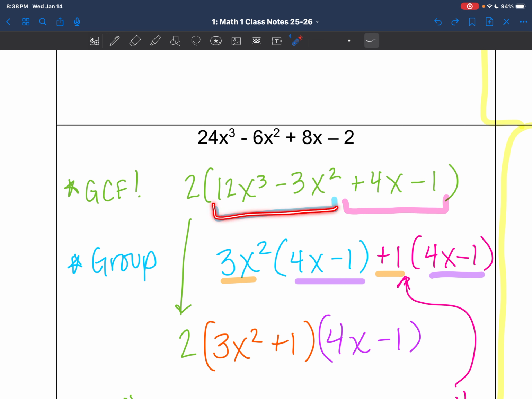Now I'm going to group this, and then I'm going to group this. So truthfully, you could have done it from here. You'll just have bigger numbers. So that's why we try to factor out the GCF.